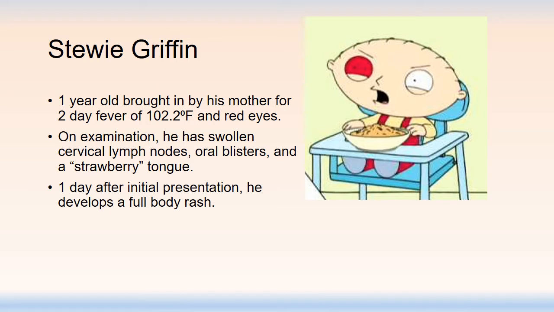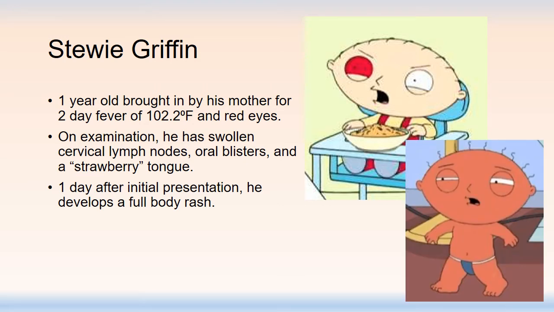The next patient we're seeing is Stewie Griffin. Little Stewie is brought in by his mother because he has a fever and he's had it for 2 days and his eyes are red, particularly his eye right here. When you examine him, he has swollen cervical lymph nodes. He actually has blisters on his oral mucosa and his tongue has a hyper red strawberry appearance. And then one day after his initial presentation, he develops a full body rash.